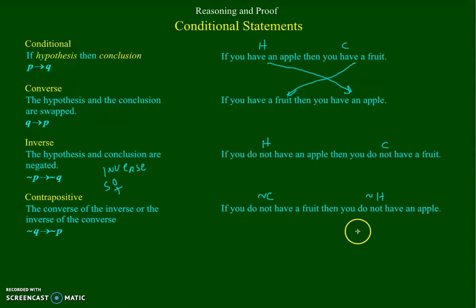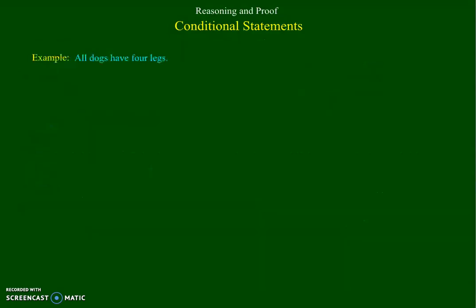Let's work an example and see if we can come up with the 4 statements. In this example, we have all dogs have 4 legs. This is clearly a statement that is not in if-then form. So our first task is to convert this statement into if-then form. Now we can clearly see that this is a conditional because we have a subject and we have an object. The subject is going to be our if part, our conditional, and our object is going to be the has 4 legs part. So I want you to go ahead and see if you can turn this into a conditional statement.